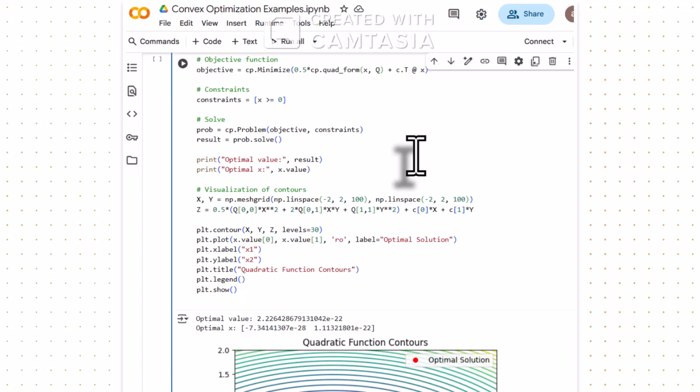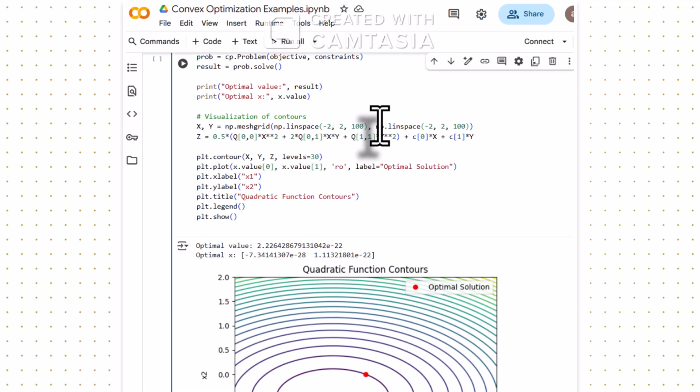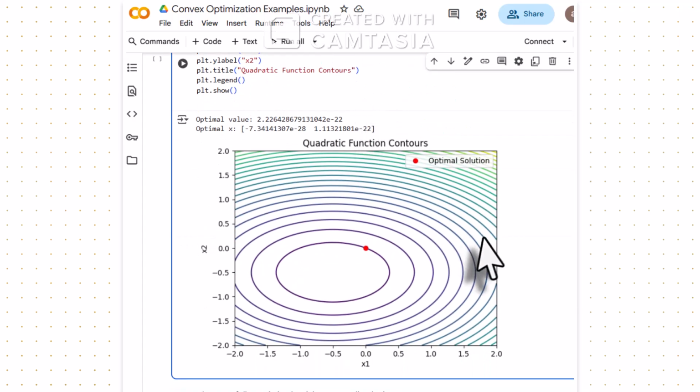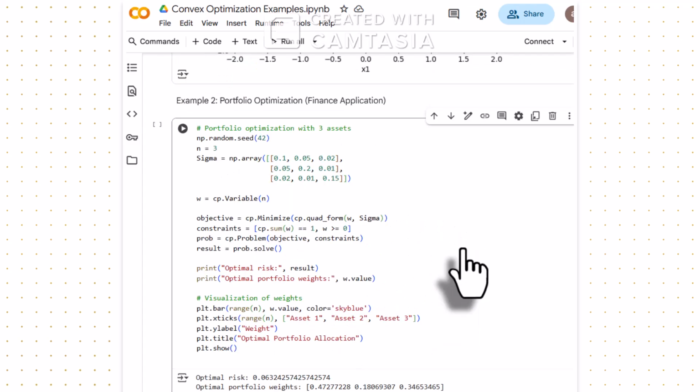And the constraint is also defined. The problem is solved using the props itself. And then the visualization is shown like this. So the second example is applicable in the finance sector.